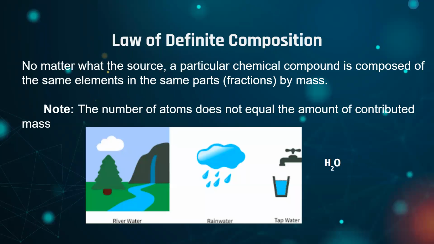Next is going to be the law of definite composition, which states that no matter what the source, a particular chemical compound is composed of the same elements in the same parts or fractions by mass. So no matter if you get water from the river or from rainwater or from tap water, the formula is the same, H2O, 2 hydrogens for 1 oxygen. There may be different impurities in those samples. So there may be ions or something else floating around in there, but the water part of that sample is going to be the same no matter where it comes from.